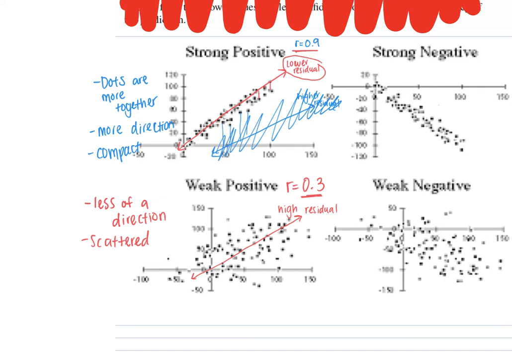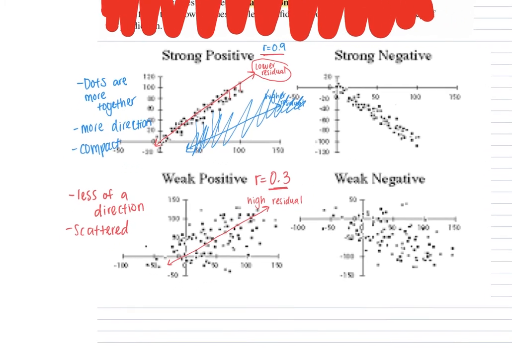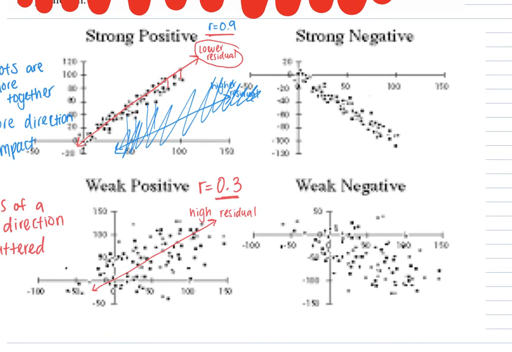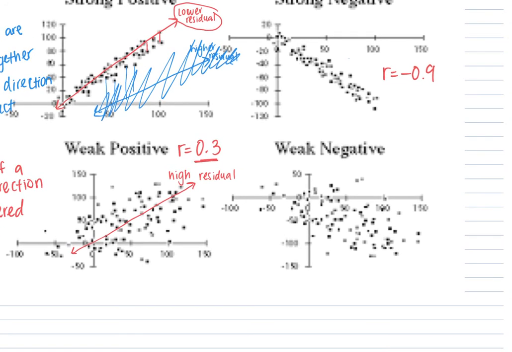And then let's do the same thing for the strong negative. Let's assign correlation coefficients. What would be a good correlation coefficient for the strong negative graph? R equals what? Brady? Negative 0.9. Very good, okay? Do you see how it changes value when it's a negative correlation? What do you guys think would be a good weak negative correlation coefficient for the last one? R equals what?